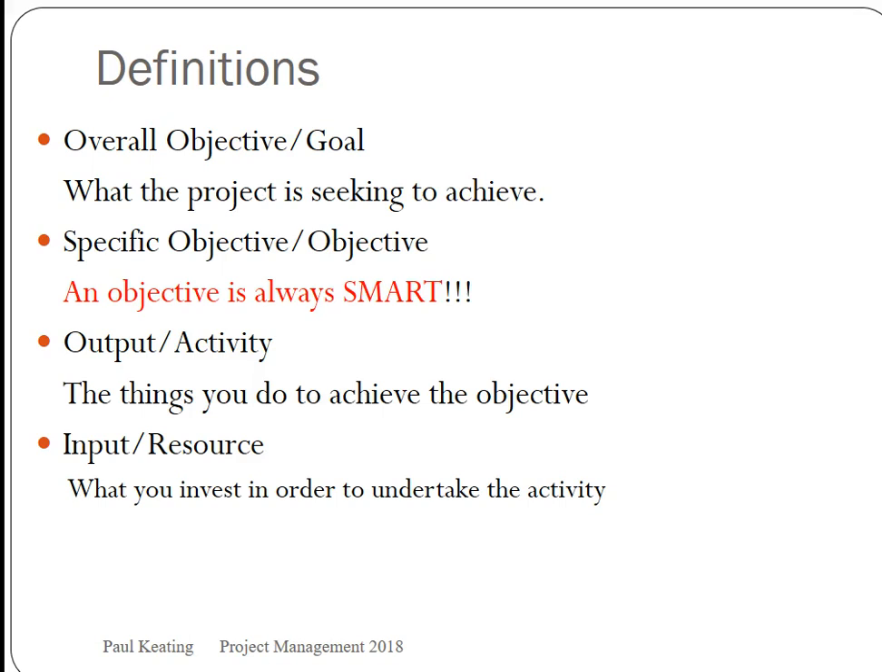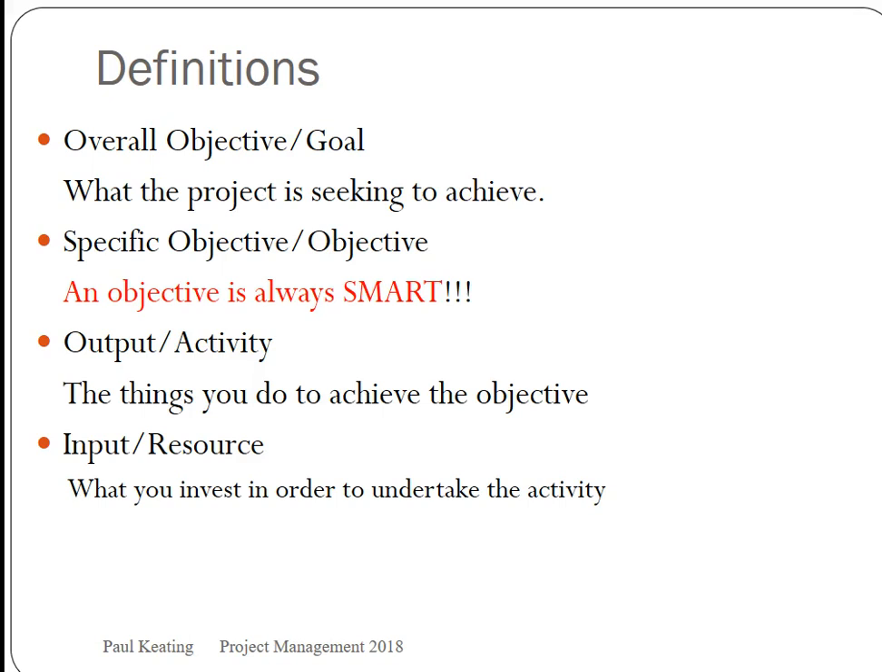Okay, so when you move beyond objectives, the next level is outputs and activities. So when you're looking at your project, the activities are the things that you do, and they're oftentimes described as outputs as well. So in some ways they're the productivity side of your project. They are the things that you're doing.